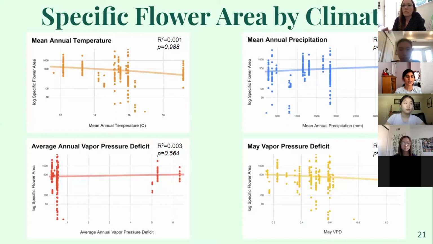The y-axis is the log transformed value of the specific flower area, and the x-axis is the corresponding climatic variable that is being tested. We found that annual temperature, annual precipitation, annual vapor pressure deficit, and vapor pressure deficit from all months except for May were not correlated to specific flower area. However, the vapor pressure deficit in the month of May was weakly correlated to specific flower area.